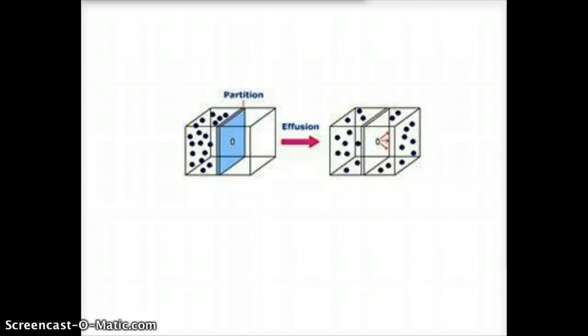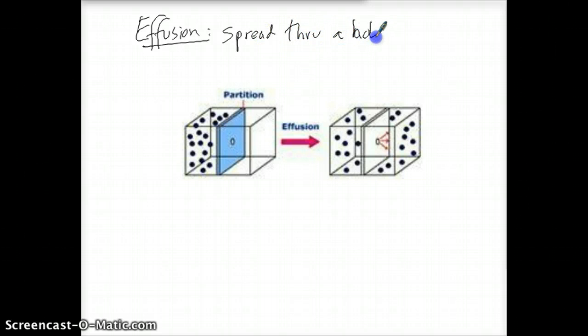The new concept that we need to cover is effusion. So how is effusion different from diffusion? Well, effusion is the spreading of a gas through a hole. So before we were talking about spreading throughout an entire room. Now we're talking about a controlled leak, the spreading of a gas through a controlled area. So as you can see in this diagram here, we have the same gas as before. We have the same partition, except there's this little hole in the middle.